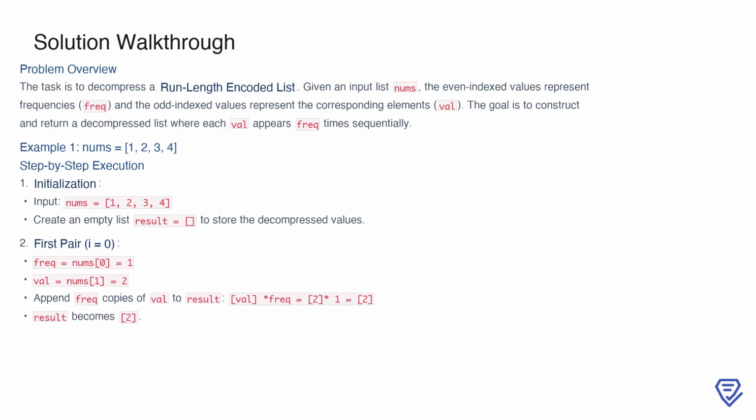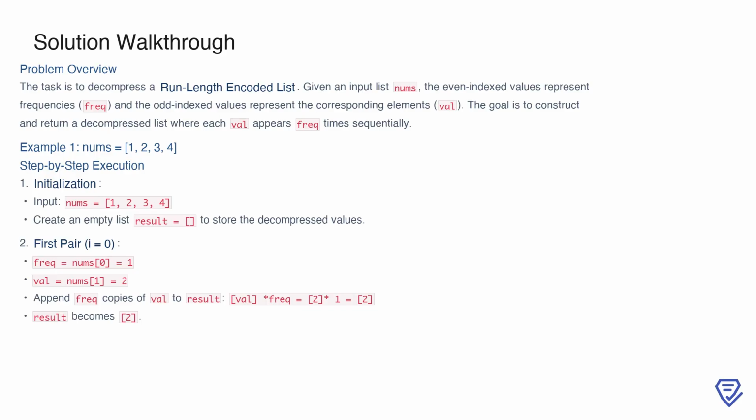In this problem, we are tasked with decompressing a run-length encoded list. The input list, nums, has an even number of elements where the values at even indices represent frequencies, and the values at odd indices represent the corresponding elements. The goal is to generate a new list where each element appears as many times as its associated frequency, in the order given. For example, if nums is [1, 2, 3, 4], we start by initializing an empty list called result to hold the decompressed values.